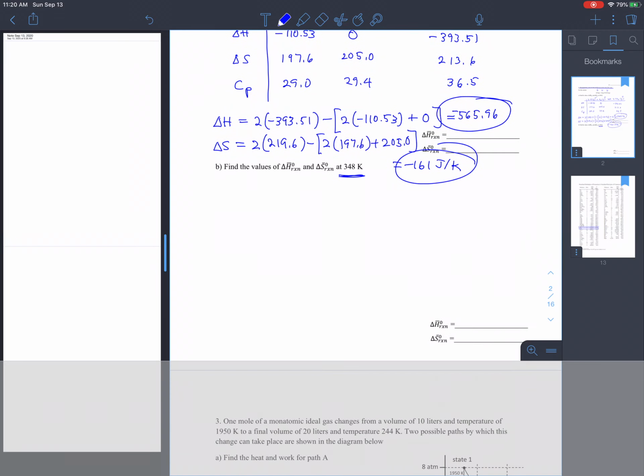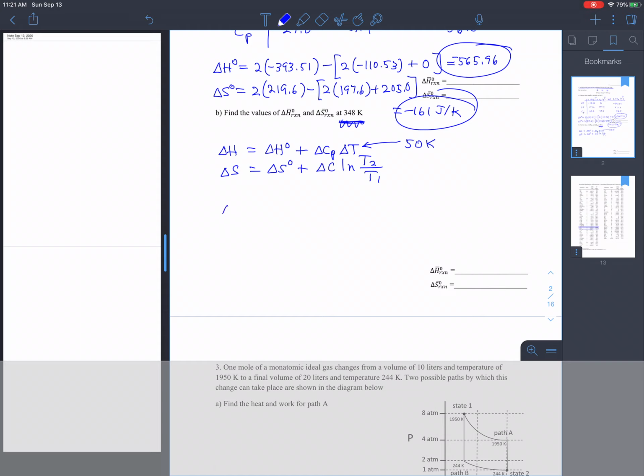Now we have to use Kirchhoff's rules to calculate those same numbers at a different temperature. Kirchhoff's rules are delta H is equal to delta H0, which is what these guys are, the standard state value, plus delta CP times delta T, and for delta S, it's delta S0 plus delta CP log T2 over T1. Delta T is 298 goes to 348, so that's 50 Kelvin.